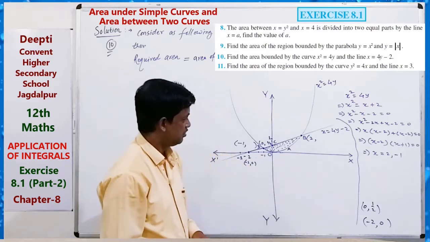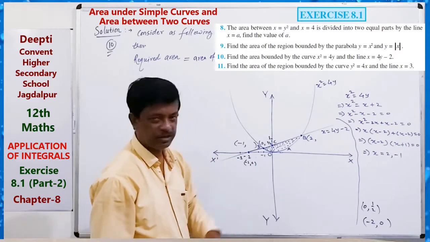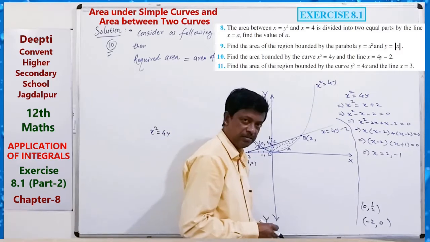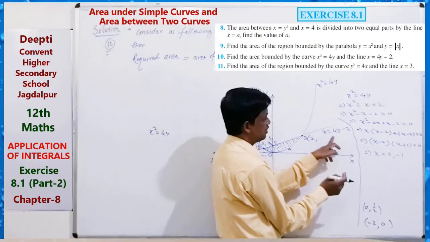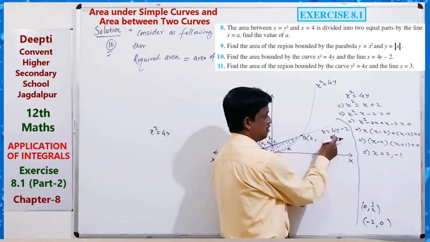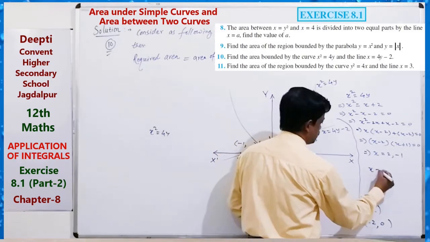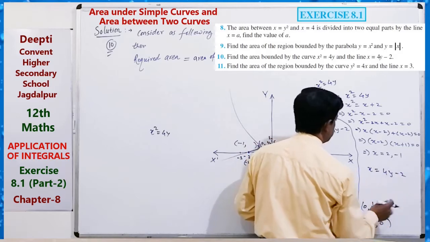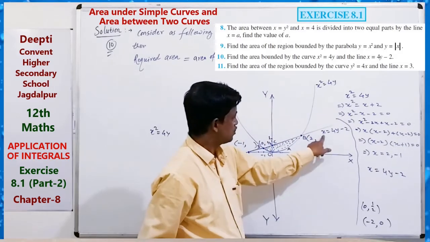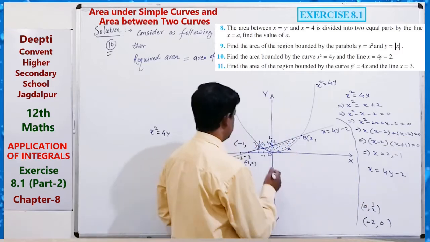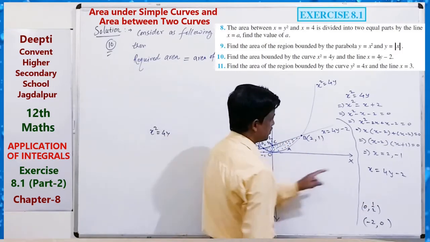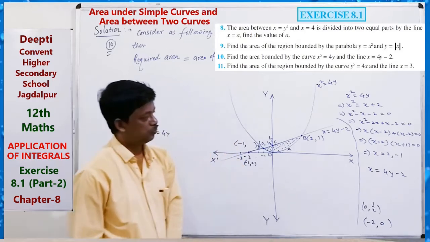By geometry, we are writing like this, the intersection points. The value of y is not required, but we can find the value of y from the equation. If x equals 2, with x equals 4y minus 2, then 2 equals 4y minus 2, so 4 equals 4y, and y equals 1.